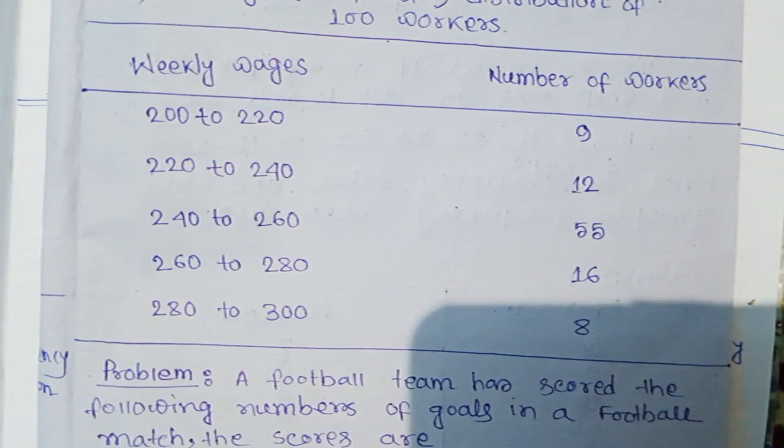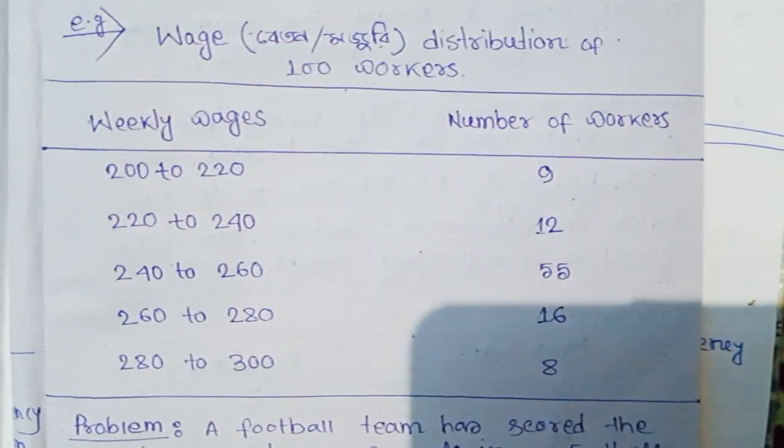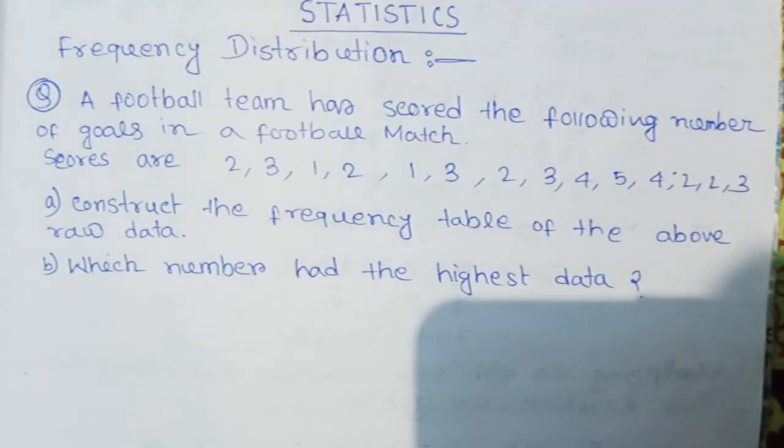If you write separately, then it will be a large list, or it will be difficult to express the value. So in that case, if we are forming a group, it is much more easy. So this is an example of group frequency distribution. Now focus on the problem. Which kind of problem may arise from this part, frequency distribution?